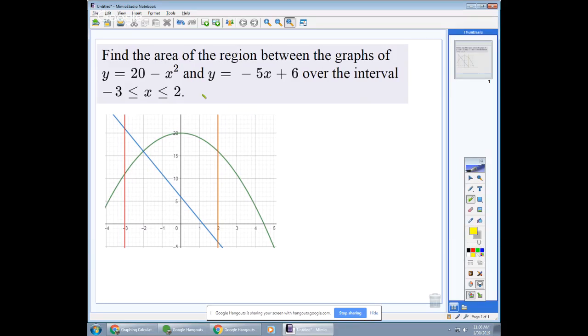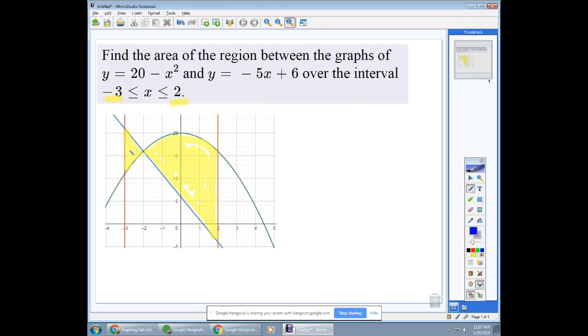So we want the area between the graphs. It's not saying which is on top, which is on the bottom, it's just saying between. So over here, this is between them, and I have to stay between x equals negative 3 and x equals 2. Those are those vertical lines. And then over here, I get some more area between them. So I want to find those two areas, and we have to break them into two parts because they switch who's on top.